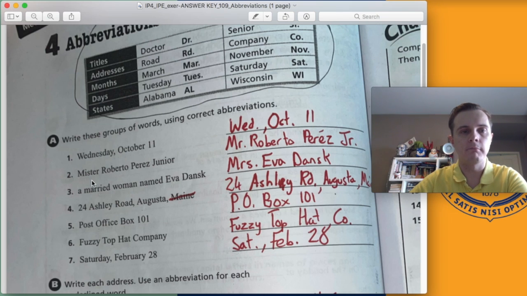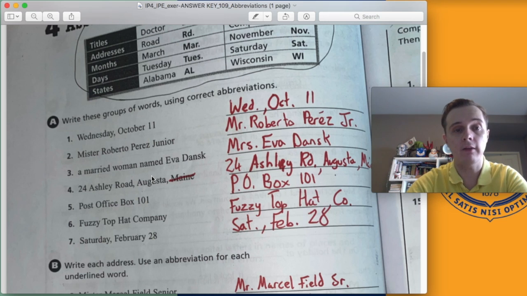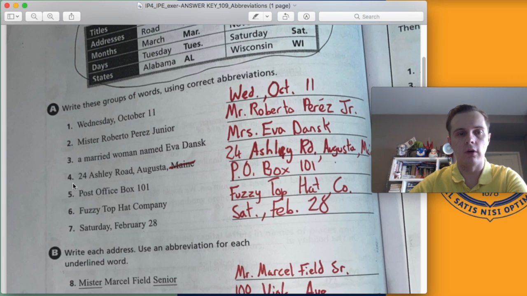Number two, Mr. Roberto Perez Jr. You should have changed Mr. to MR periods and Junior to JR periods. Number three is a married woman named Eva Dansk. For a married woman, we use Mrs., MRS periods. Now, number four, 24 Ashley Road, Augusta, Maine. I told you you didn't need to change Maine. We are not worried about states, but you should have changed road to RD periods.